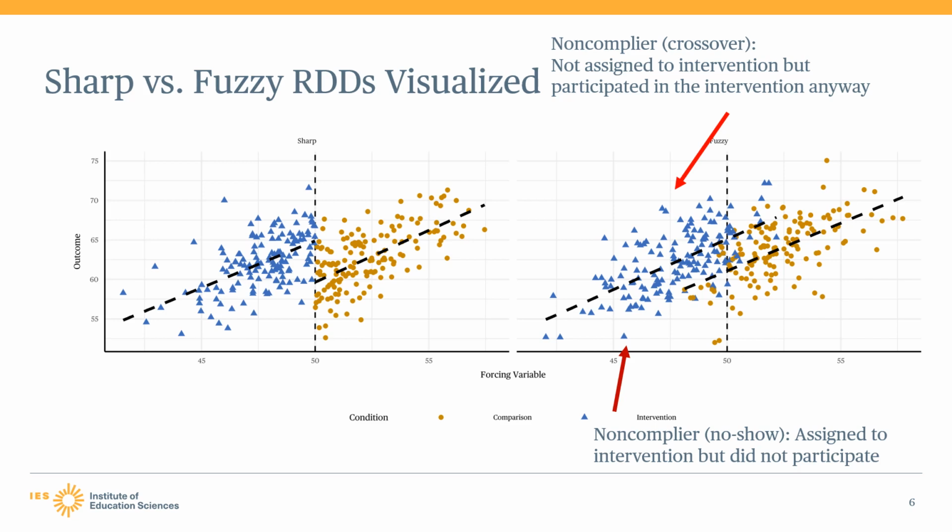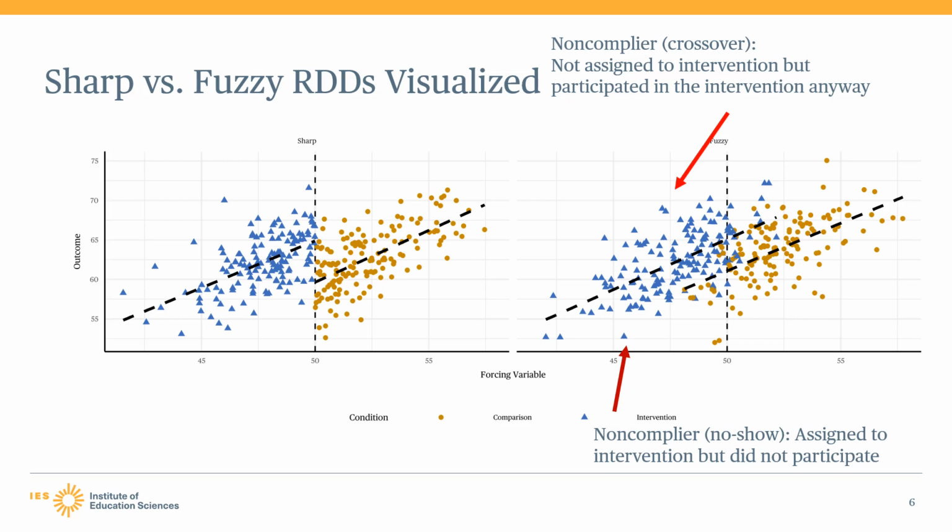This is therefore a sharp RDD. The dashed line on either side of the cutoff is the regression line on either side. As you can see, there is a difference in average test scores at the cutoff, with students in the intervention group scoring approximately 5 points higher.